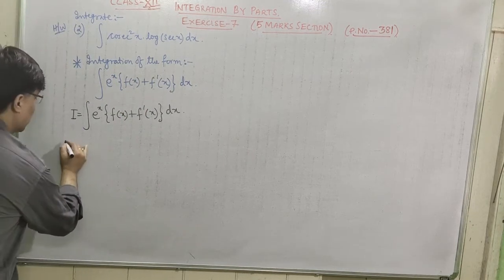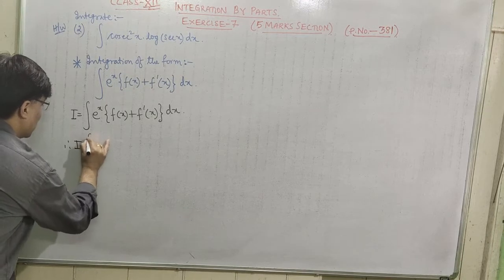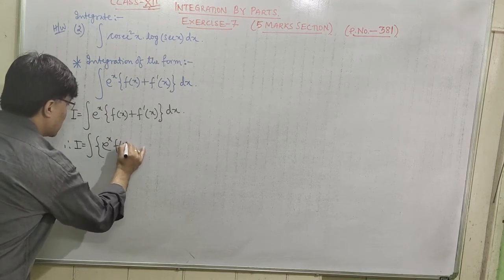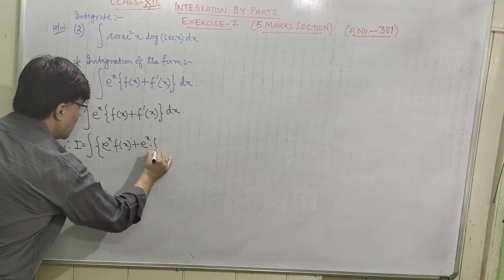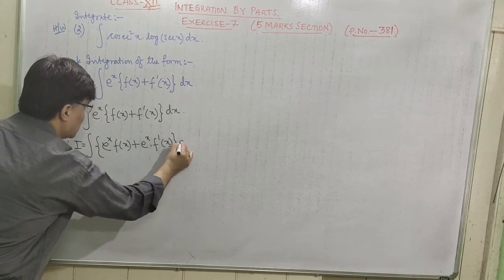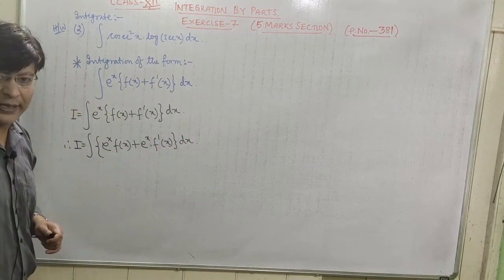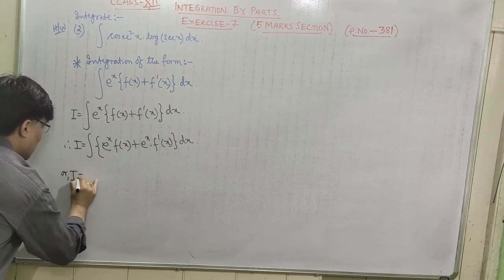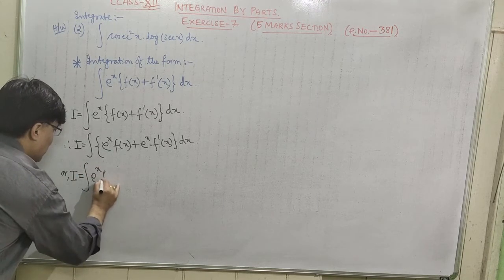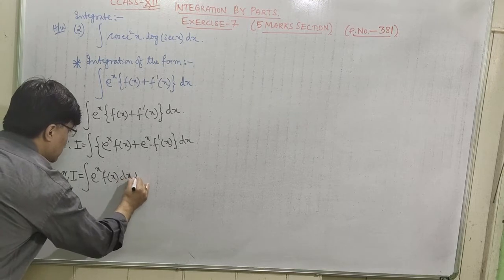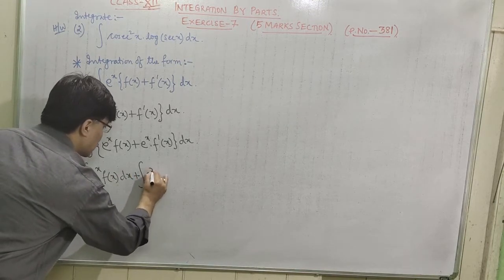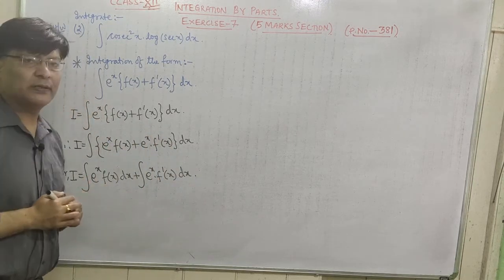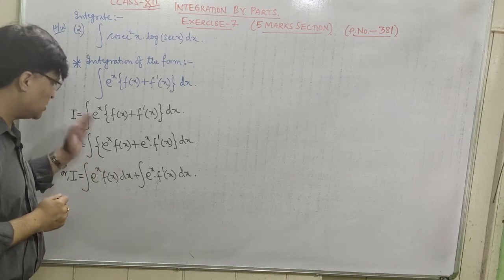Okay, let us simplify it first. Therefore I is equal to integration of within second bracket, this is e to the power x f of x plus e to the power x f dash of x second bracket close dx. Okay, now let us separate integral sign and dx also. I is equal to integration of e to the power x f of x dx plus integration of e to the power x, this is your f dash of x dx. So I think you have understood it. We are just simplifying it.